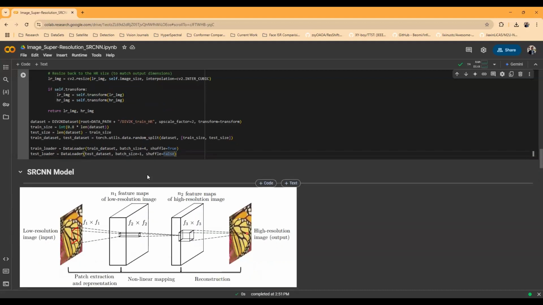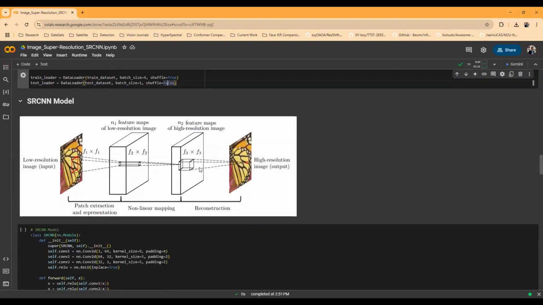Shuffling means, I believe that I have already described it in the last lab session. Shuffling means we are breaking the sequence in which, in a particular order, the images are fed to the model.